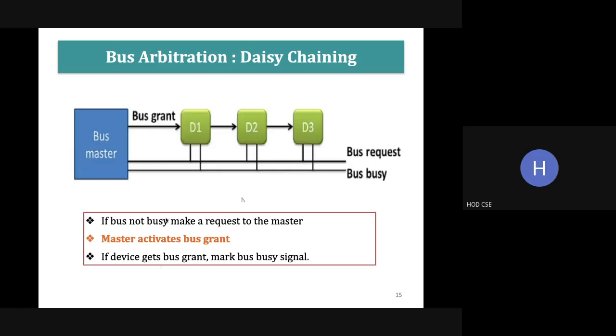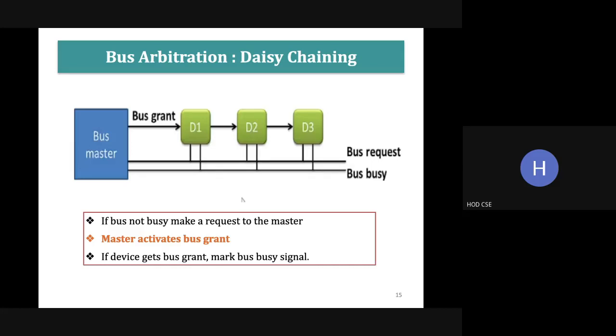So those are the 3 steps here. If the bus is not busy, a device makes a request to the master, and the bus master activates the bus grant signal. And if a device gets a bus grant, it will make the bus busy signal high. Okay, hope you got it. So the main advantage of this is that it is very simple. And also we have only 3 lines: bus request, bus busy, and bus grant.